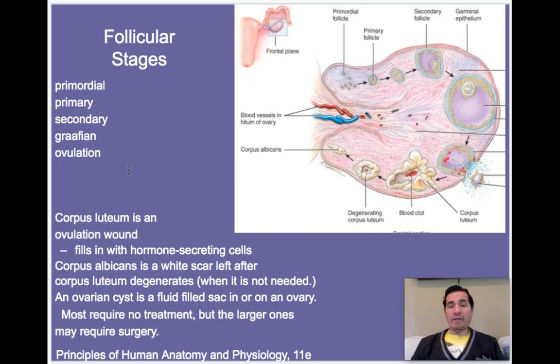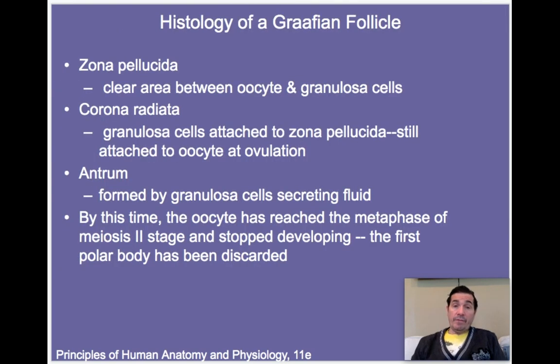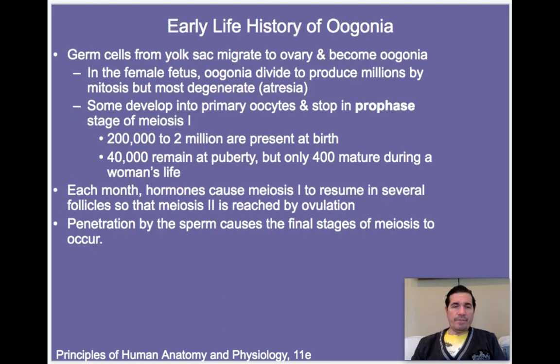So when we're looking at these stages, we have these occurring. And like we said before, sometimes this corpus albicans becomes white scar tissue, and it can degrade. But when it doesn't, a lot of times it may create a fluid filled sac, which is then a cyst. Most don't require anything, but if they become large and painful and more of a problem, then they may need surgery. Graafian follicles will have different parts. I don't want you to worry about those parts.